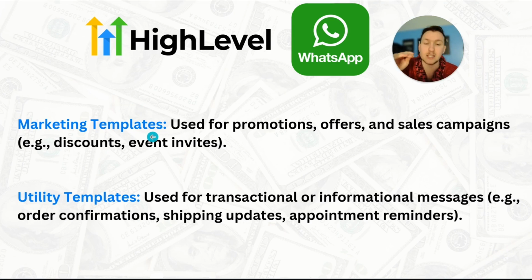Marketing templates, on the other hand, are used for reaching out. Hey, we have a new offer. Buy our toothpaste right now, 50% off. That's what the marketing templates are used for. They're very much based on selling. Utility templates are basically based on in-house notifications. That's the way it works. So again, marketing templates are used for promotions and offers, and utility templates are transactional information, order confirmation, shipping, all that stuff.